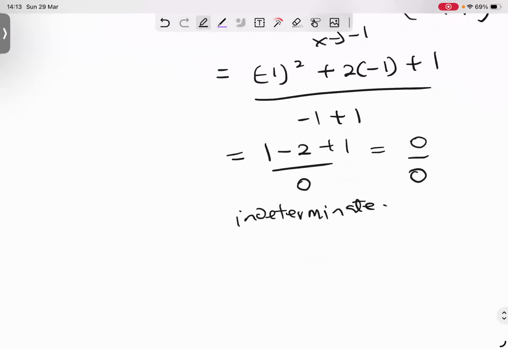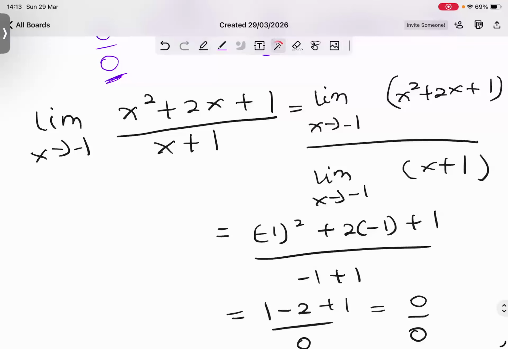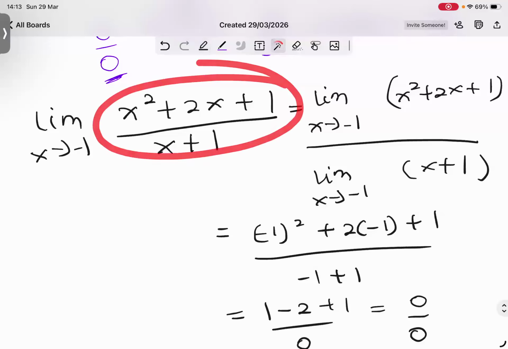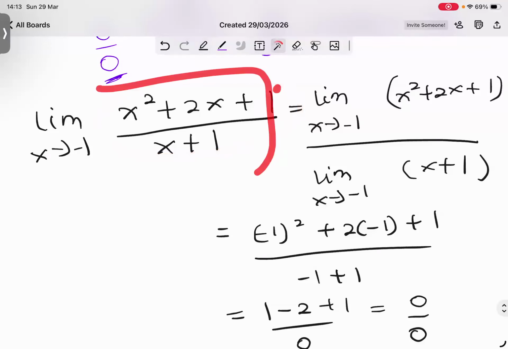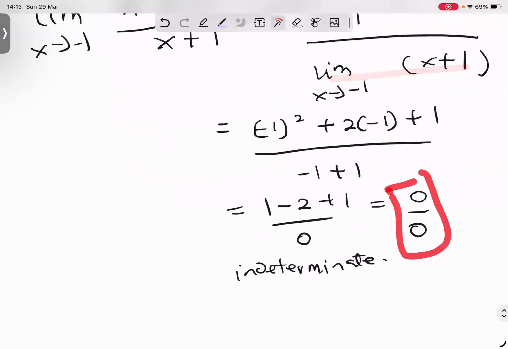Now, if you have indeterminate, it means that the function is in a form in which you cannot determine what is actually going on there. Therefore, we have to go back to the function and simplify it. If you have the quotient of two functions, you apply the quotient property, which is to apply the limit on the numerator and on the denominator. If the answer is 0 over 0, we call it indeterminate. It means that you cannot determine what is going on here.